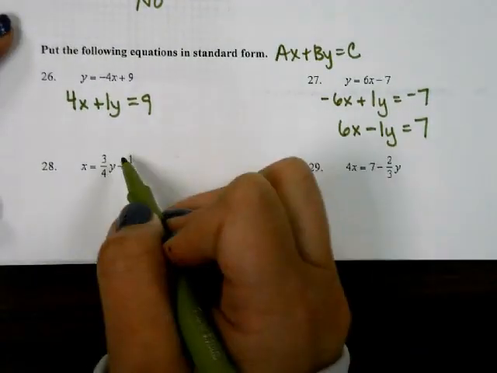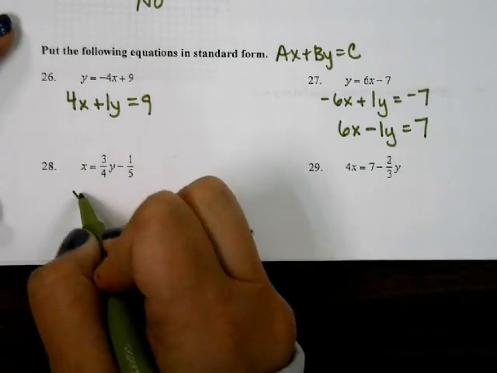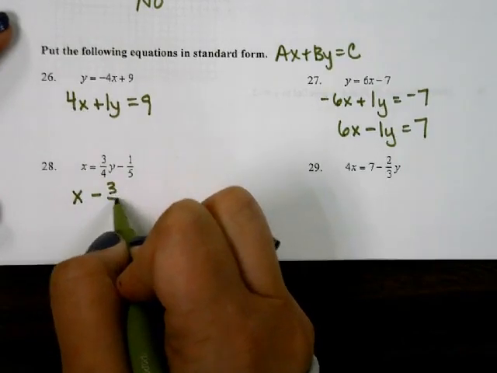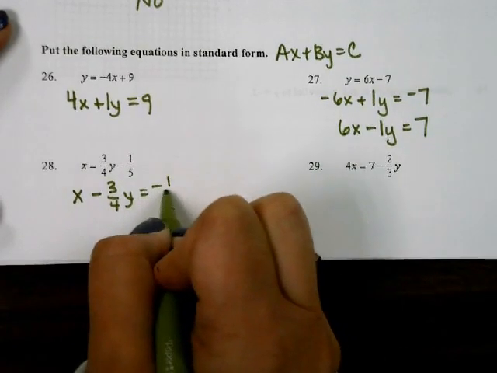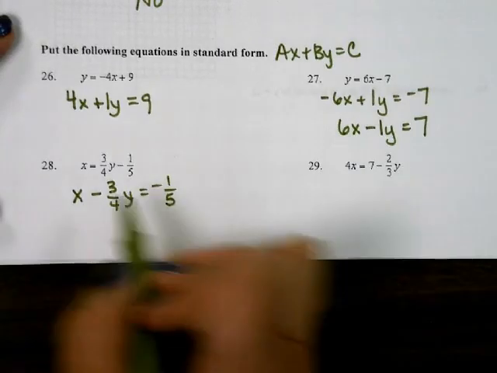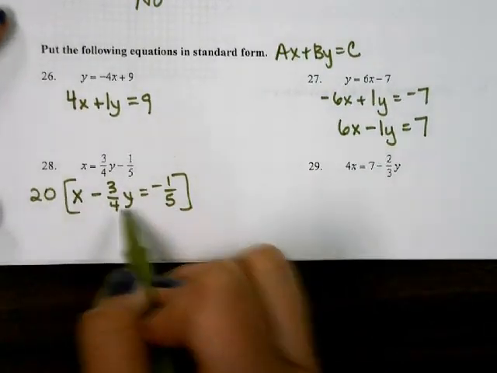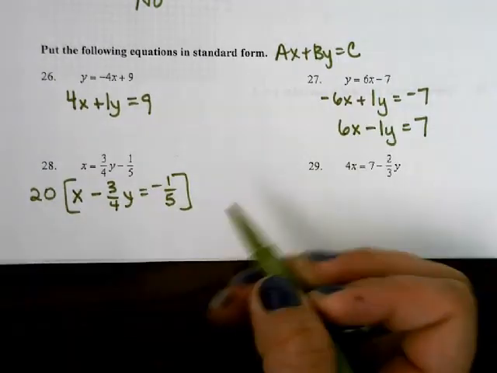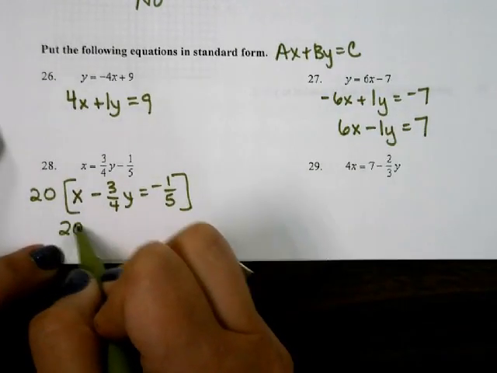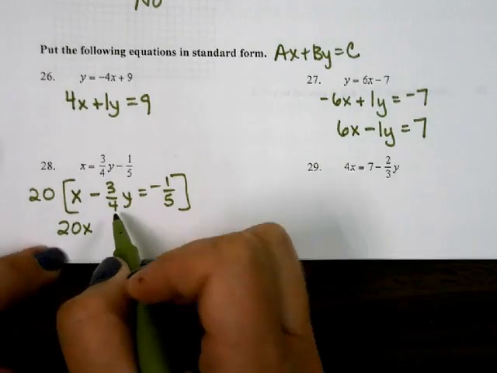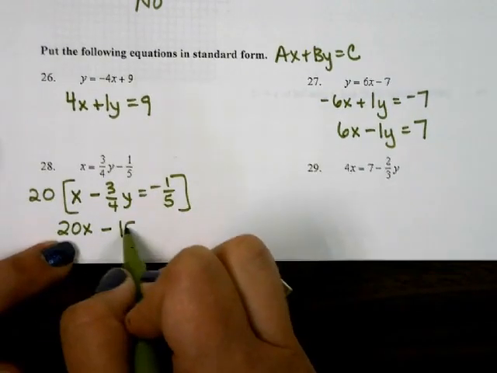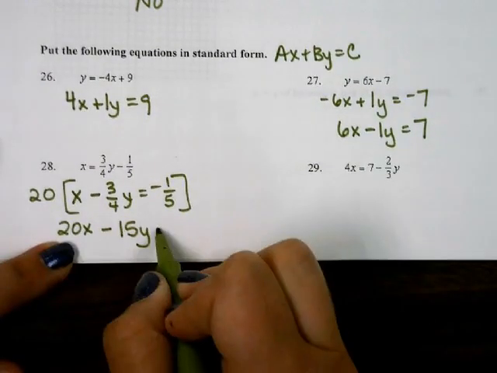X and y have to be on the same side of the equal sign, so x minus 3/4 y equals a negative 1/5. Alright, now I can't have fraction coefficients, so I'm going to multiply by 20 to get rid of the 4 and the 5. So 20x, 20 times 3 divided by 4 is 15, minus 15y. 20 divided by 5 is negative 4.